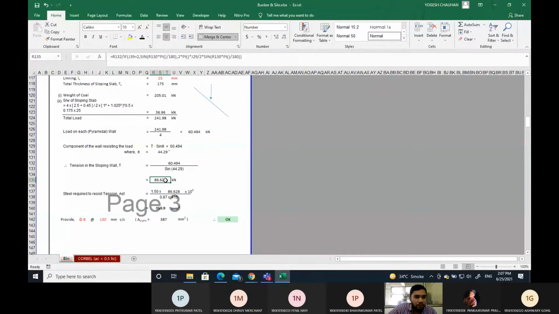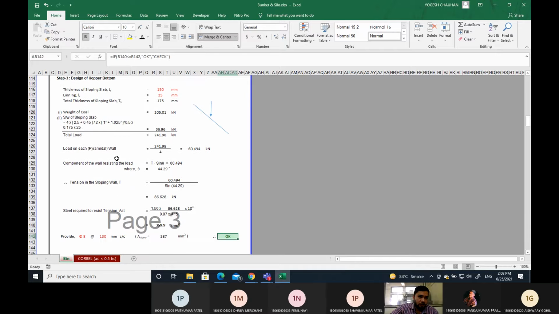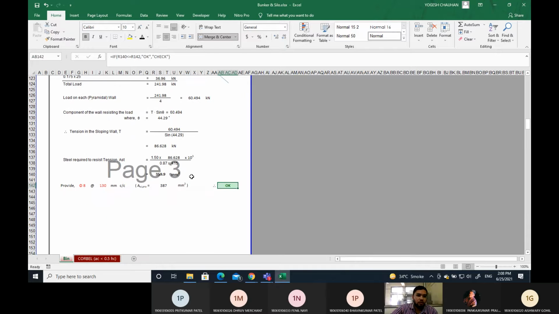Once you have the tension in the sloping wall, you can find the steel required to resist this tension. Multiply the tension force by the factor 1.5 and divide by 0.87 Fy. So Ast required to resist this tension is 359.9 mm square. Let us provide 8 mm bars at 130 center, which gives 387. Comparing these, 387 provided and 359.9 required, so it is okay. This was the tension in the sloping wall.